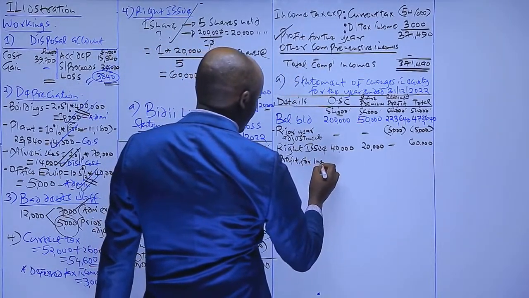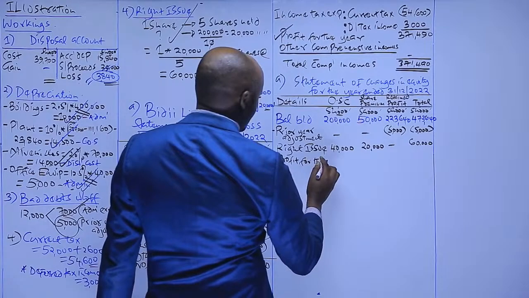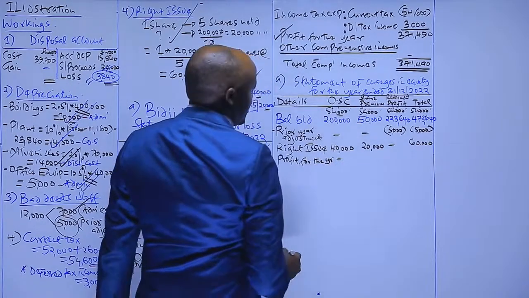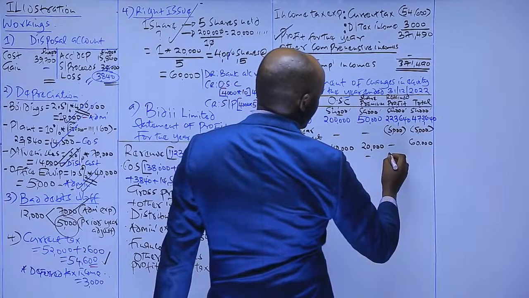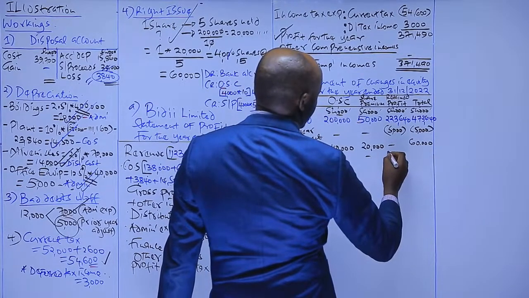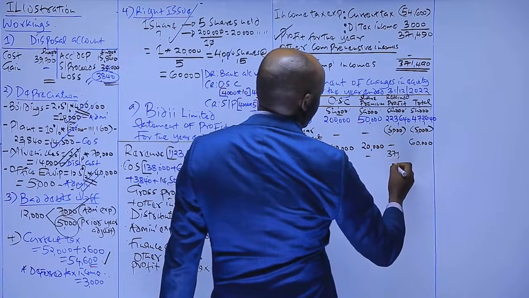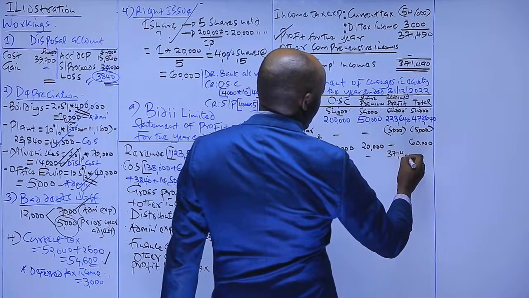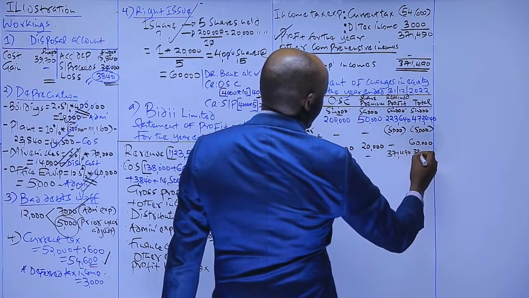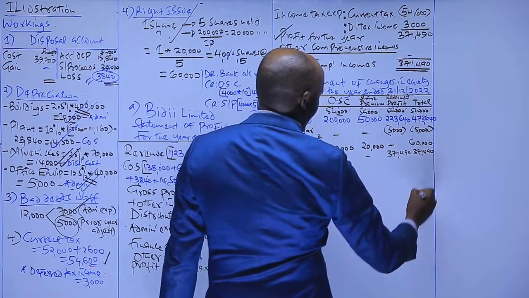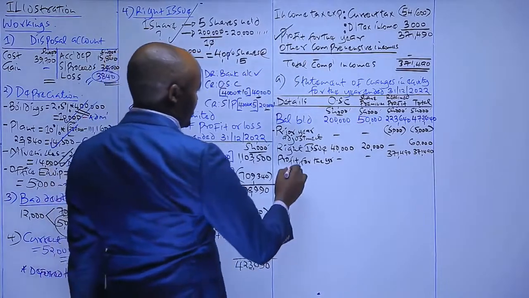The profit for the year will be added to the retained earnings at the start. And the profit for the year is 371,490. And we take it to the last column there. Yes, that's what we have.